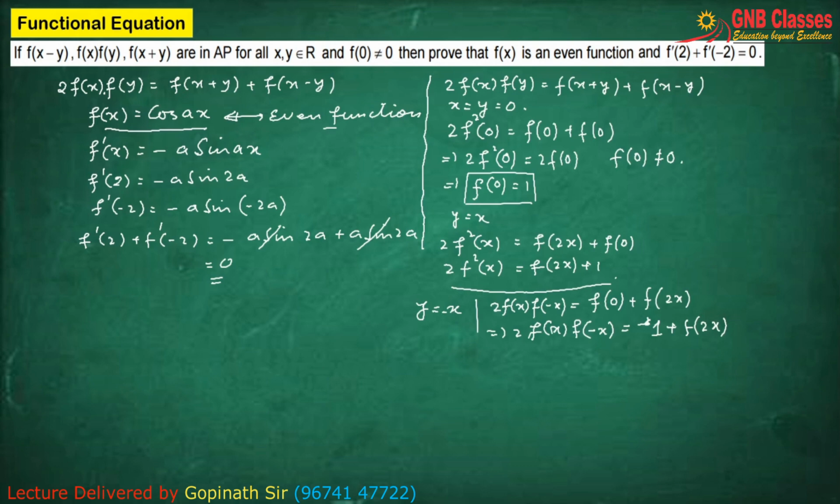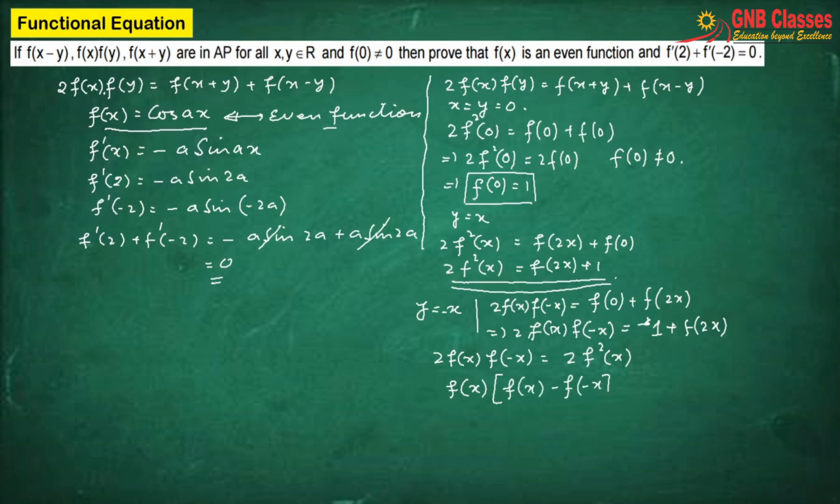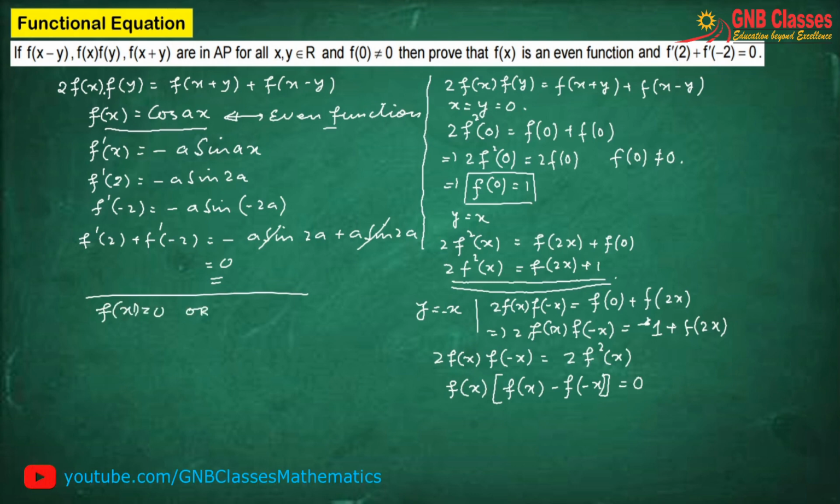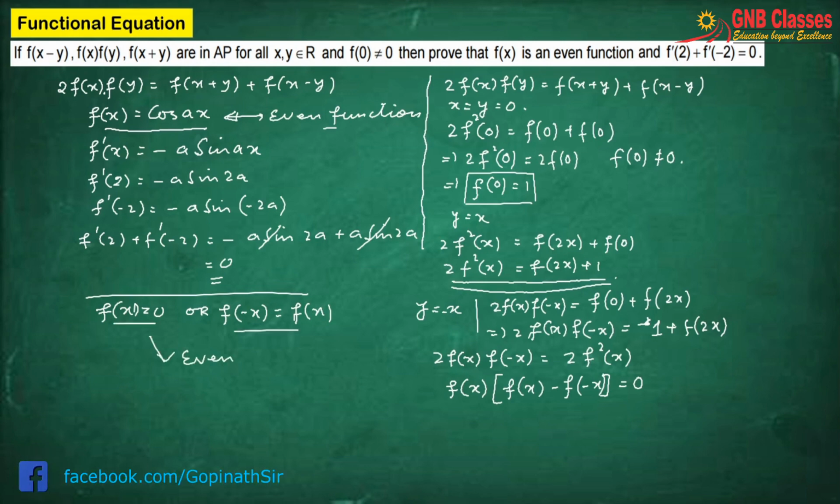Is it clear? Now we have already shown that 2f square x is equals to f of 2x plus 1. Therefore we can write 2 times fx f of minus x equals to 2f square x, correct? So taking everything to the right hand side and taking fx common, we are left with fx minus f of minus x equals to 0. So either fx equals to 0 or f of minus x is equals to fx. From both cases we can say that the function is an even function.